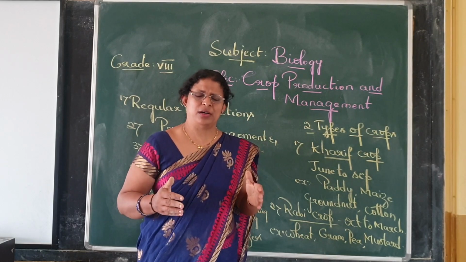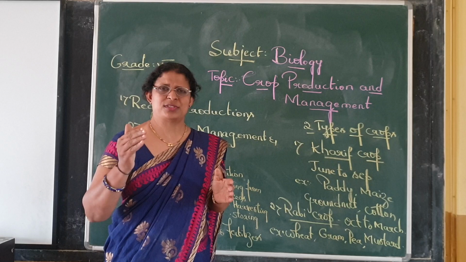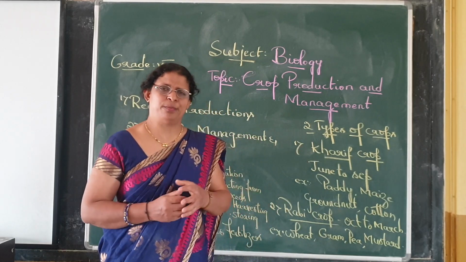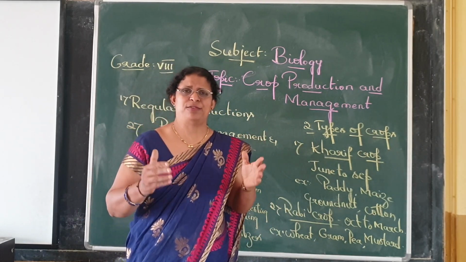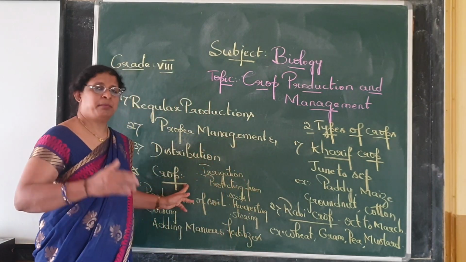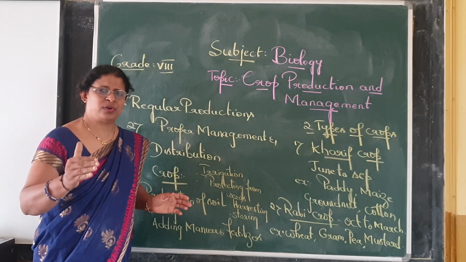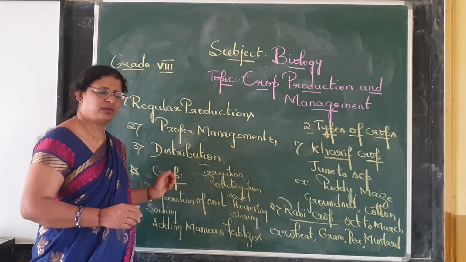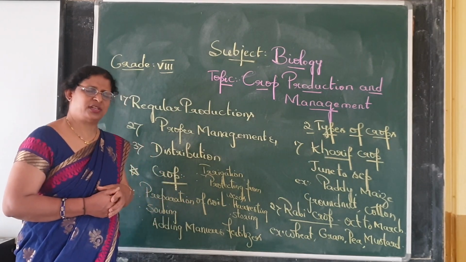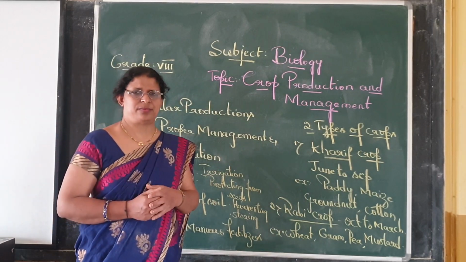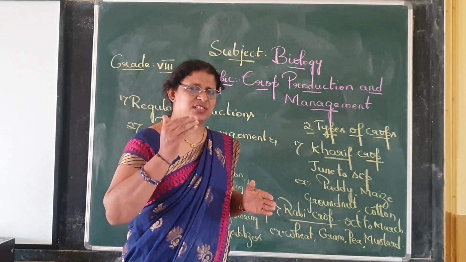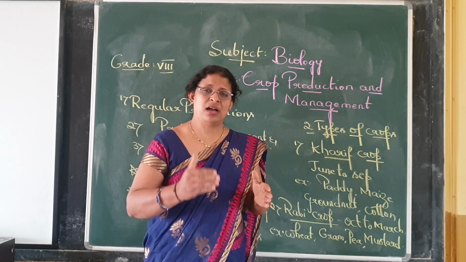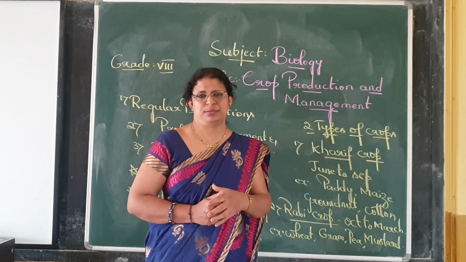Then, when we talk about agriculture, the first and foremost thing is to understand the concept: what do you mean by a crop? When a large number of plants, many plants, are grown in one place on a larger scale, this is what we call a crop. For example, if wheat is grown, only wheat plants are grown in a particular field.